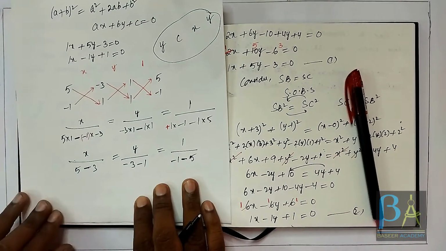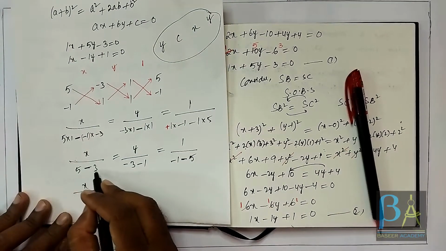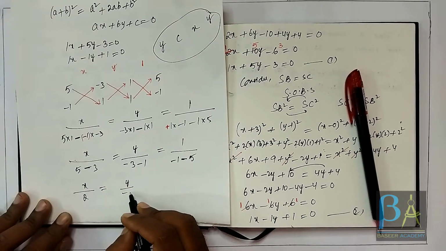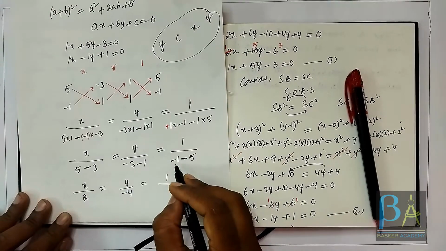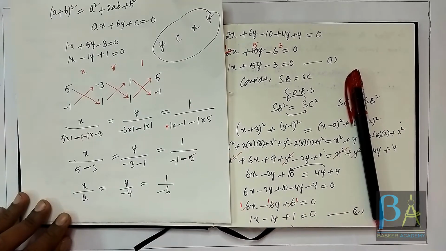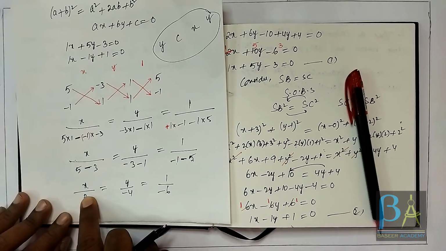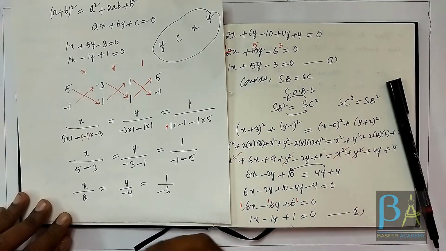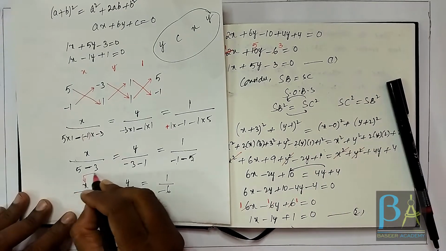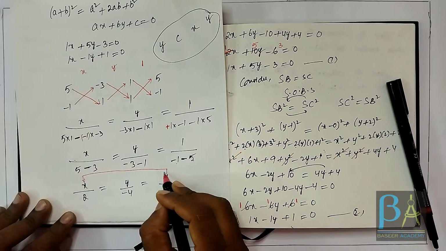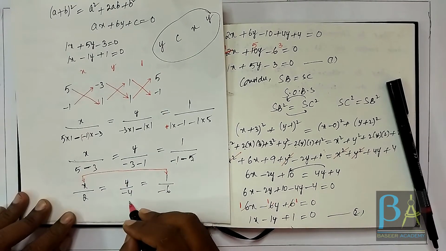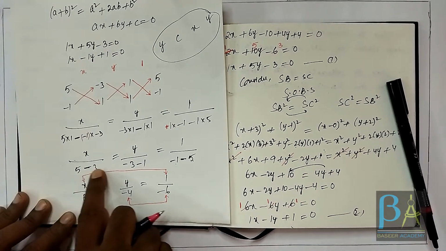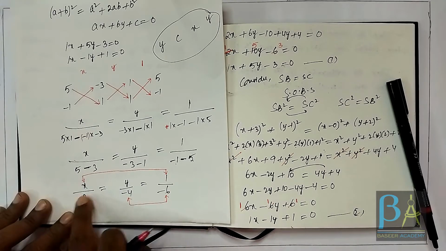Now what are you left with? X by 5 minus 3 is 2. Y by minus 3 minus 1 is minus 4. Minus 1 minus 5 is minus 6. Now I want to find out the value of x and the value of y. How am I going to do it? To find out the value of x, you have to equate x with the constant term. To find out the value of y, you have to equate y with the constant term. Let me first equate the x with the constant term to find out the value of x.